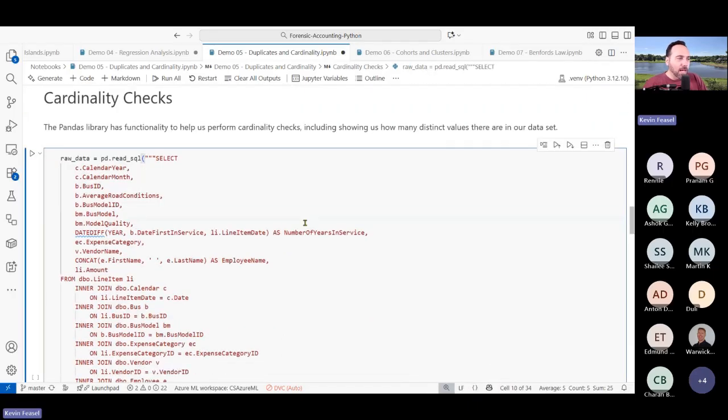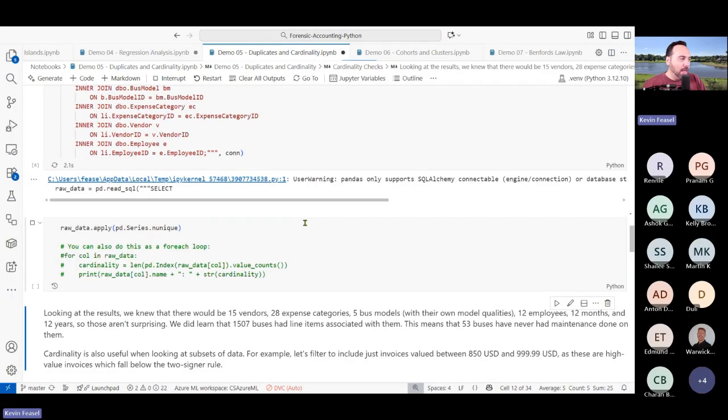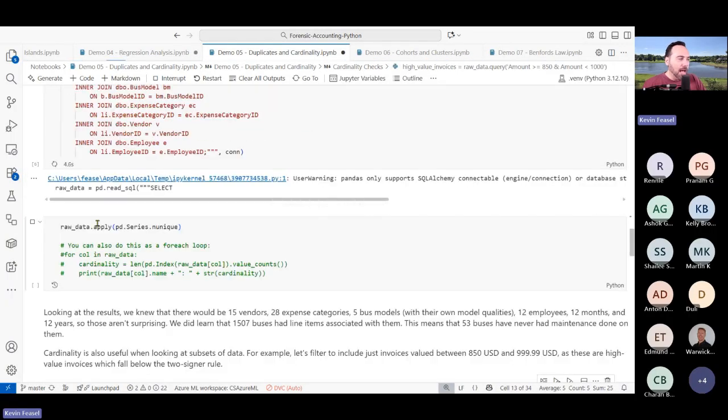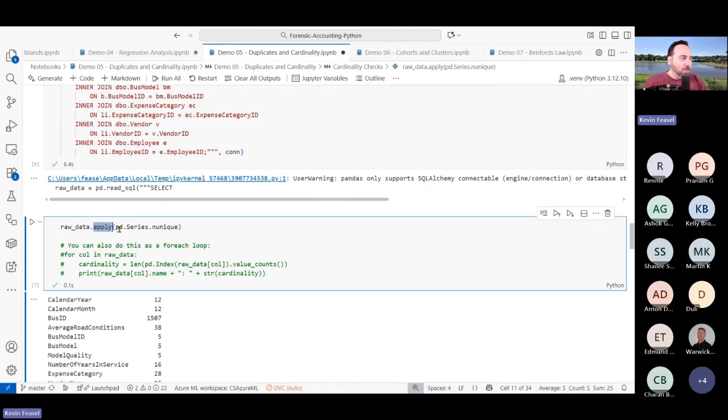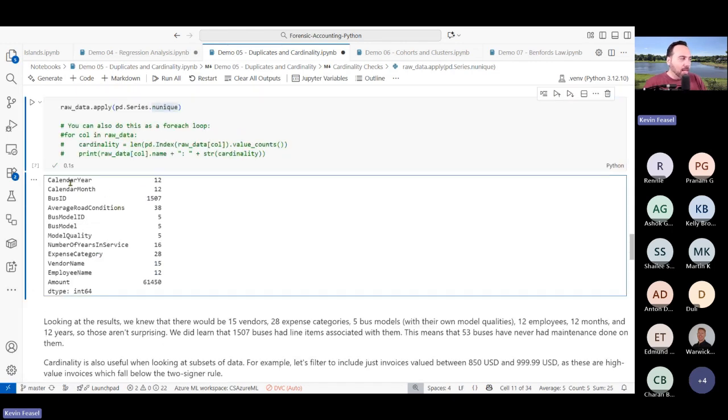So now let's look at distinct values in the data set. And I can use the apply function in Python to apply a given function across every column in my pandas data frame. So in this case, I'm going to use number of unique records per column in this data frame. And what I get back is 12 years, 12 months, 1,500 buses, 38 average road conditions, 5 bus models, 16 years in service, and so on. And then 61,000 values for amount.